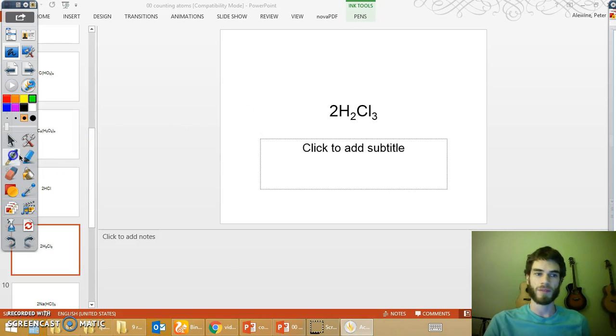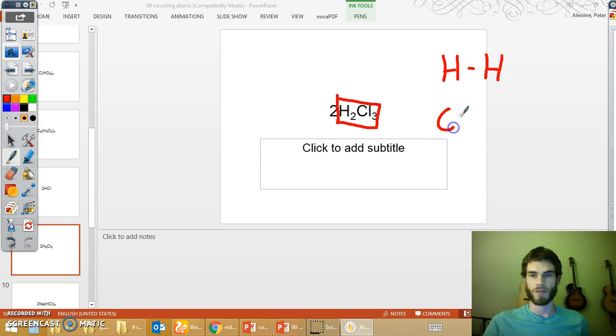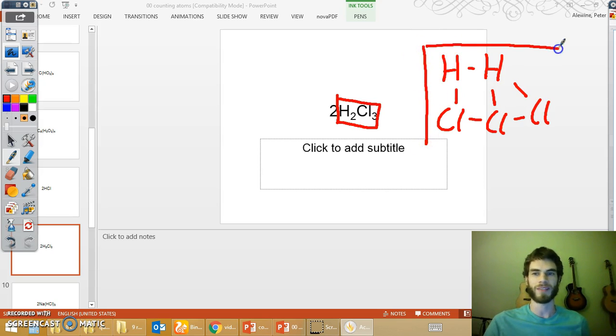All right, now this is a good one because we've got a big number and some small numbers. So first of all, without this big number, what's the actual compound? You've got 2 hydrogens here. So I'll just draw this. You've got a hydrogen and another hydrogen, and then you've got 3 chlorines. 1 chlorine, 2 chlorines, 3 chlorines. Now this molecule may or may not exist in real life. This is just hypothetical for the sake of our example.